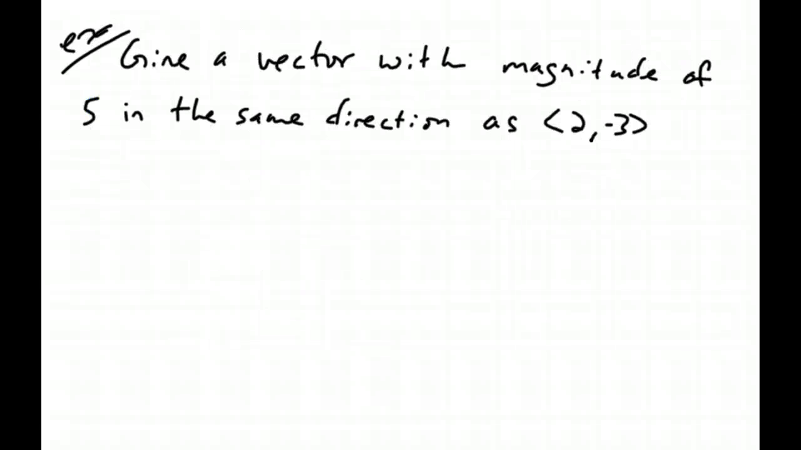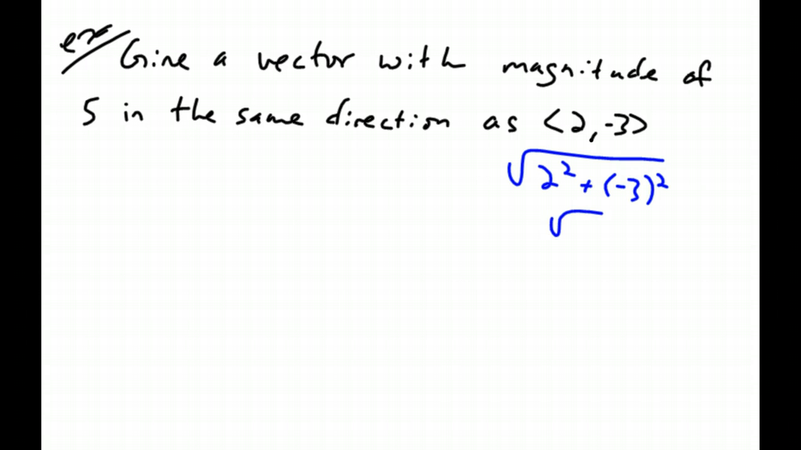Another type of example that you're going to see is one like this. Give a vector with a magnitude of 5 in the same direction as 2, negative 3. So right now, if we just look at the magnitude of this vector, it is 2 squared plus negative 3 squared. So this is the square root of 4 and 9, which is square root of 13, which is smaller than 5.